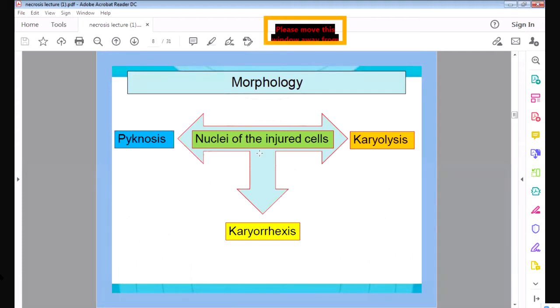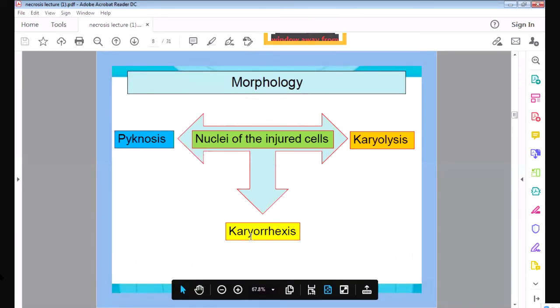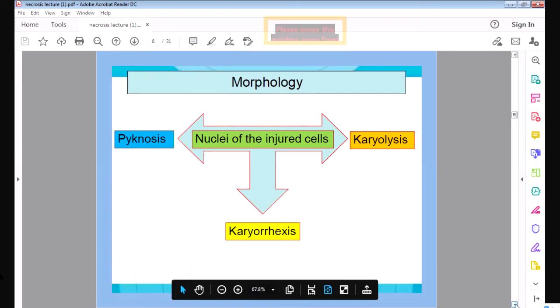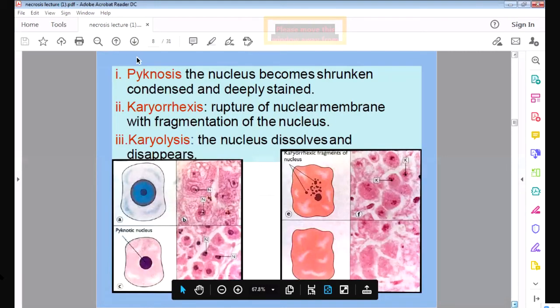There are three processes which happen to the nucleus. First is pycnosis, then karyorrhexis and karyolysis. So you should remember what is pycnosis, what is karyorrhexis, and what is karyolysis. I will explain with the help of a diagram. Now see this diagram. What is pycnosis?